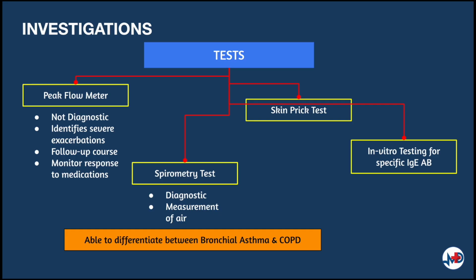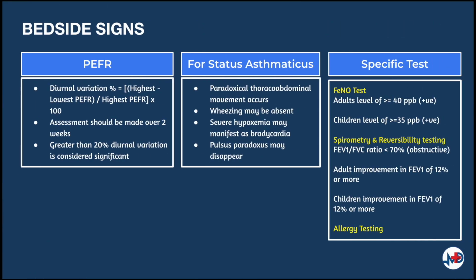Other tests include finding out the allergen, which could be done by a skin prick test or in vitro testing for specific IgE antibodies, such as using the radioallergosorbent test, or fluorescent allergosorbent test, FAST, and the ELISA test. If we look at bedside tests or signs, we might want to focus on the peak expiratory flow rate.